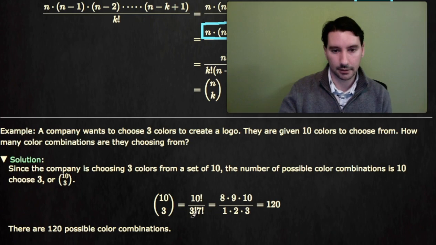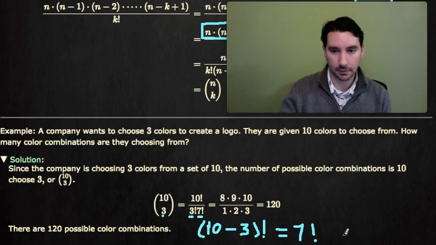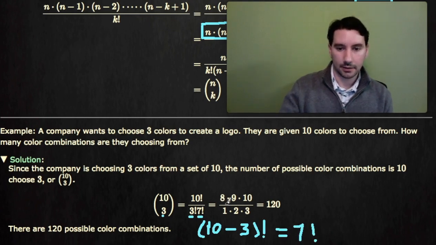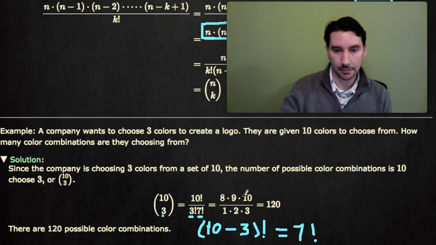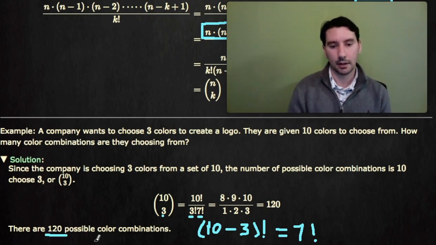The 3 is from here, and the 7 is 10 minus 3 factorial, which is 7 factorial. That's where that comes from. This 7 factorial is going to cancel off 1 to 7 in the 10 factorial. So you're left with 8, 9, 10 on the top, and then the 3 factorial on the bottom is just 1, 2, 3. Multiplying that out, you get 120. So there are 120 possible color combinations if you're going to choose 3 colors from a set of 10 colors.